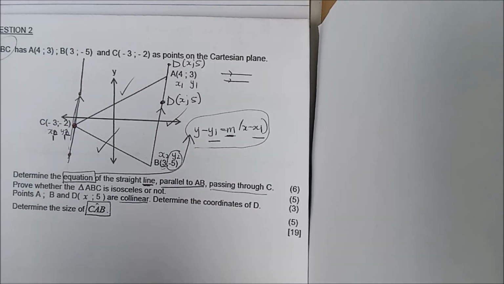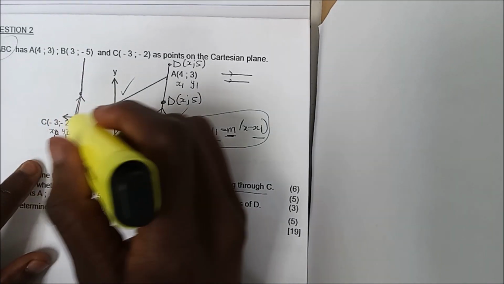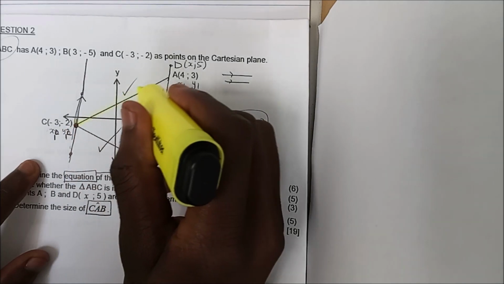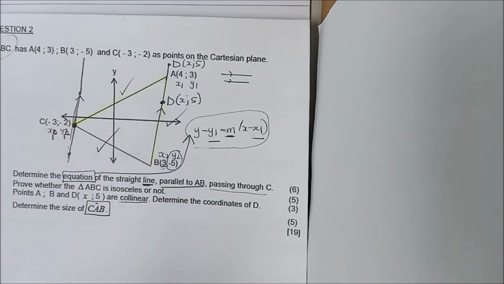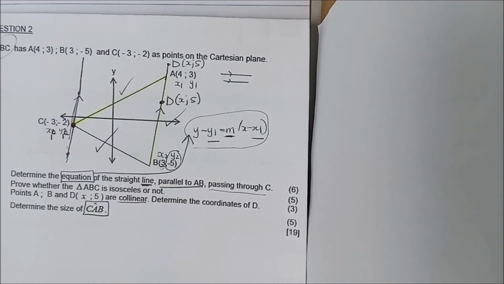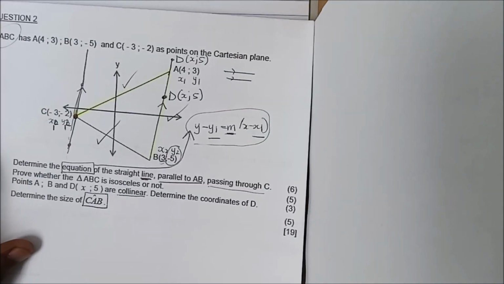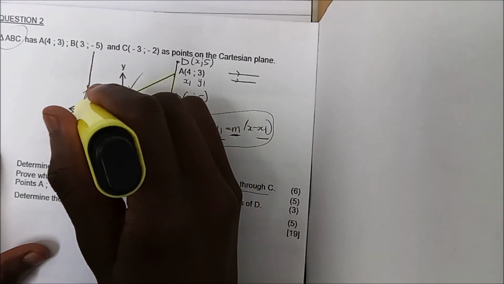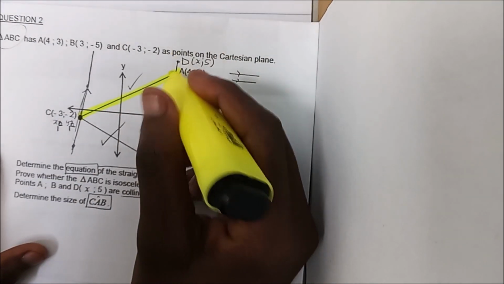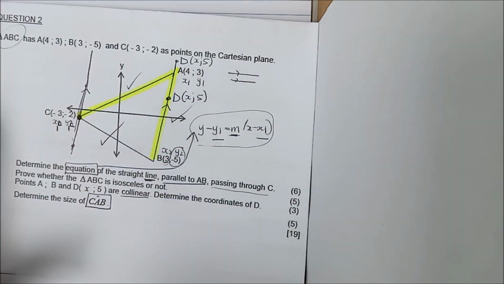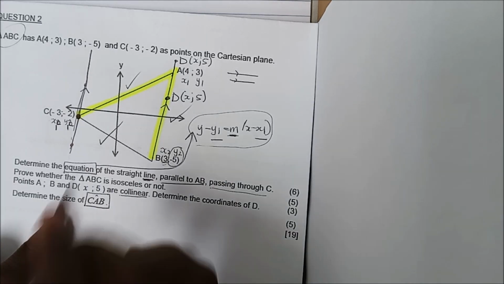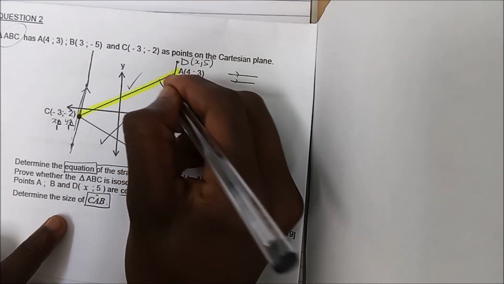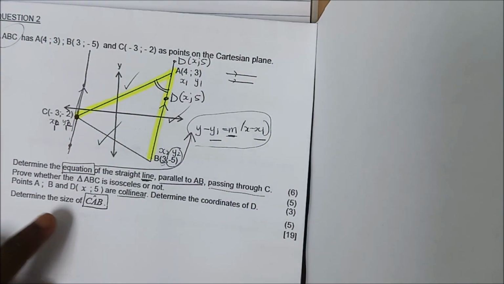Now let's go ahead and highlight that. This is CAB. So which angle are they talking about? They're talking about angle A. So they're talking about this angle. So we need to find that angle.